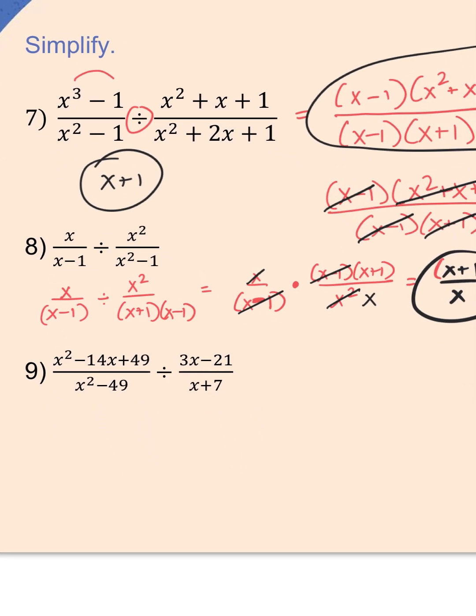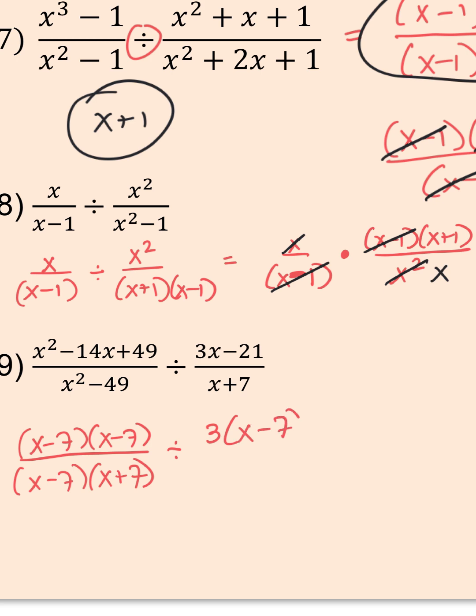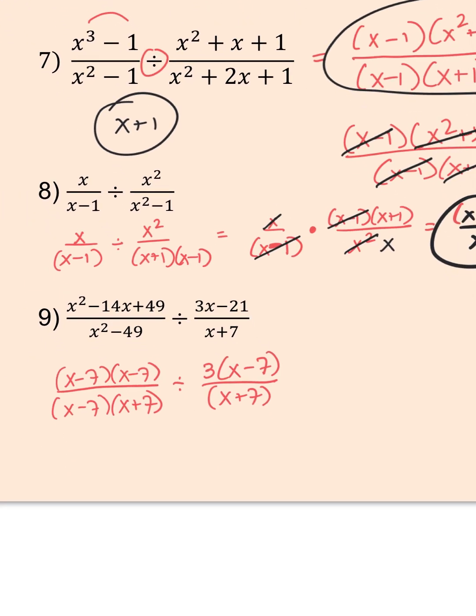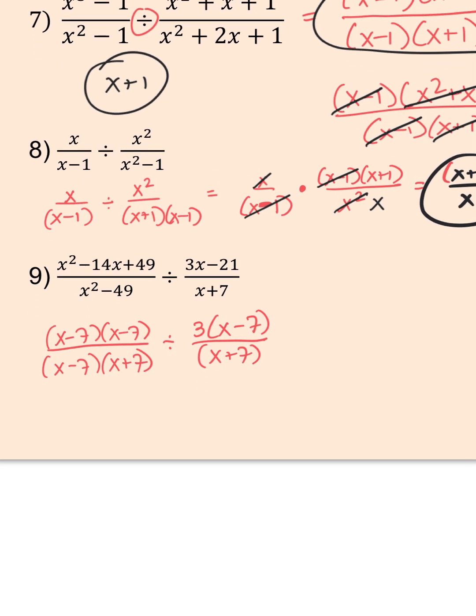And last one, again, lots of things thrown in here. Let's first factor the numerator on the left. That's going to be x minus 7 times x minus 7. Notice the denominator is a difference of squares, so it's x minus 7 times x plus 7, divided by. And then again, I'm going to factor out a GCF, so that's going to be 3 times x minus 7 all over x plus 7. So I left it as a division. I factored everything. From this point now, I'm ready to do my stay, change, flip.